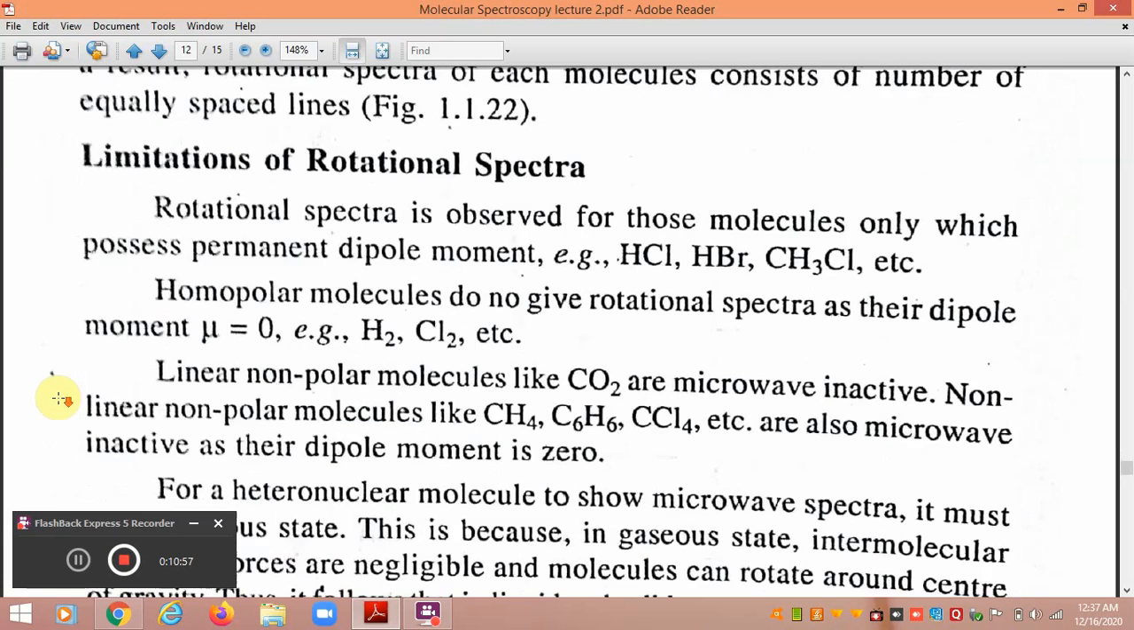So this is regarding the limitations of the rotational spectra. It is observed only for those molecules in which a permanent dipole moment is present.